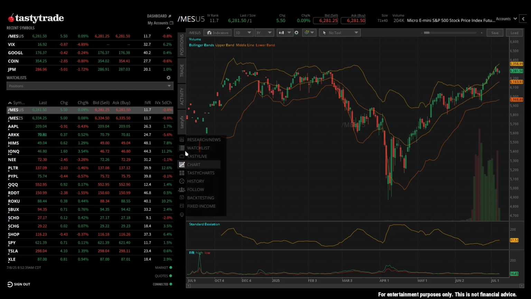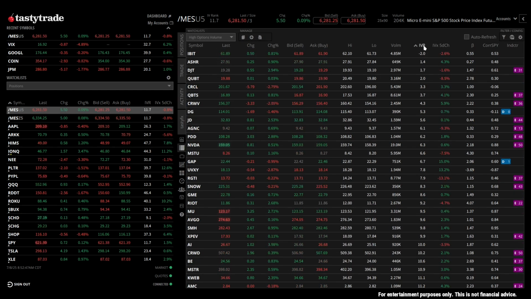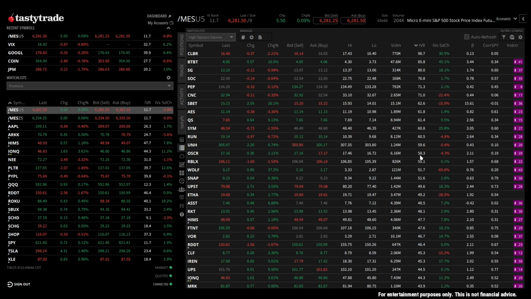If you know selling options is better when IV is high, go to a watch list, whatever watch list you want to use, and sort by IV. Sort it by high IVR. Most of the high IVR stocks are high IV because earnings could be coming up. So what you could do is make sure you have the earnings indicator turned on.